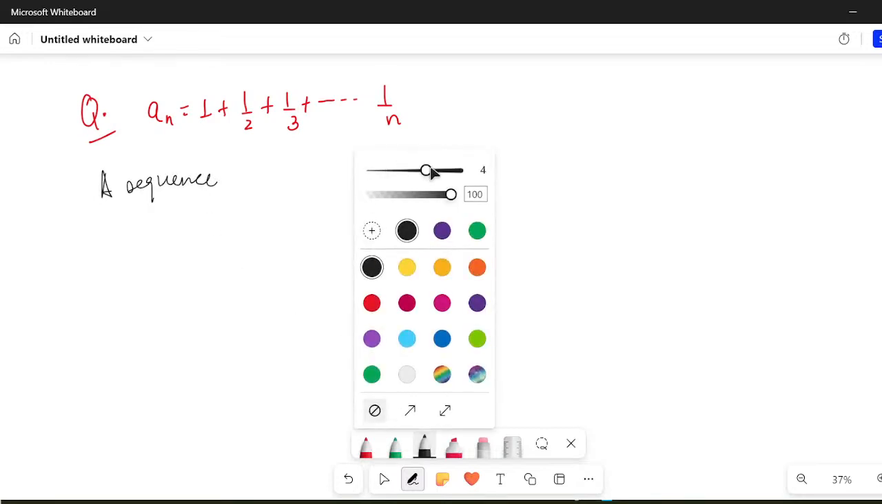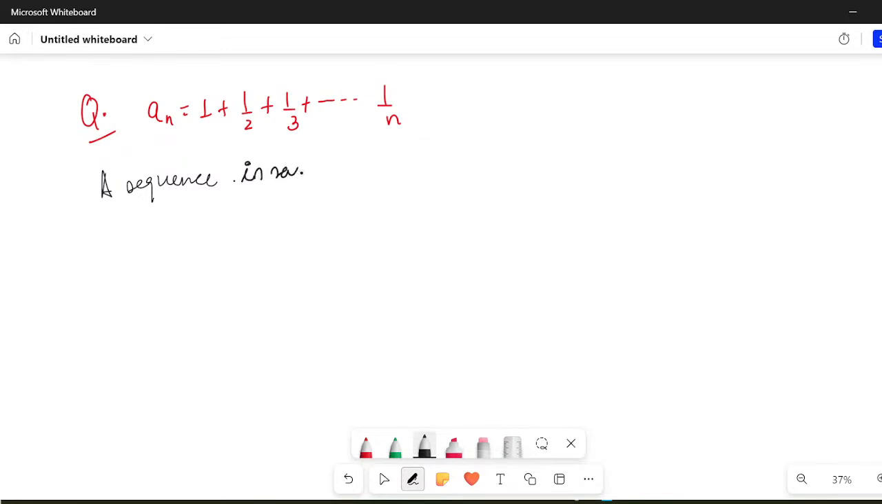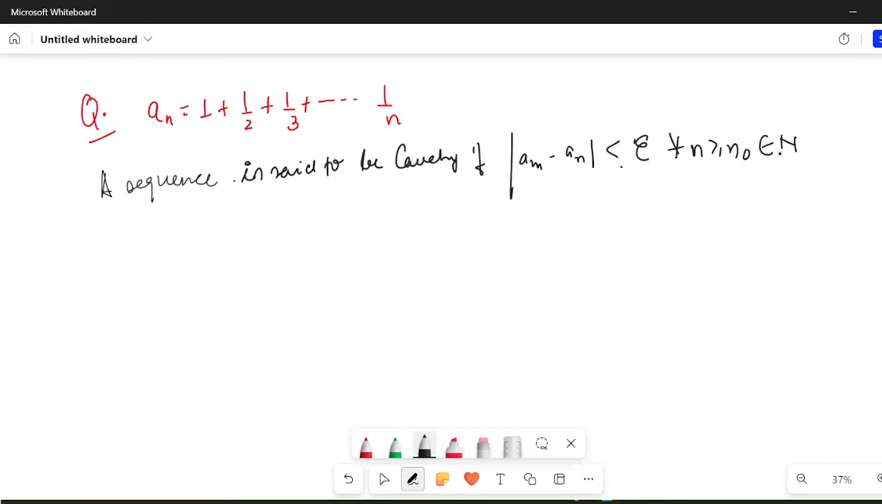A sequence is said to be Cauchy if modulus of am minus an can be made less than epsilon for all m, n greater than or equal to n naught, which belongs to the natural numbers. So corresponding to a given epsilon, I must be in a position to give you an n naught.